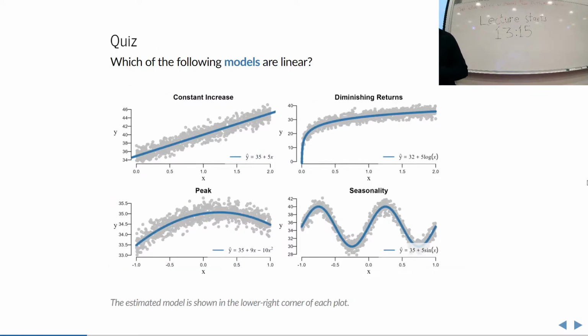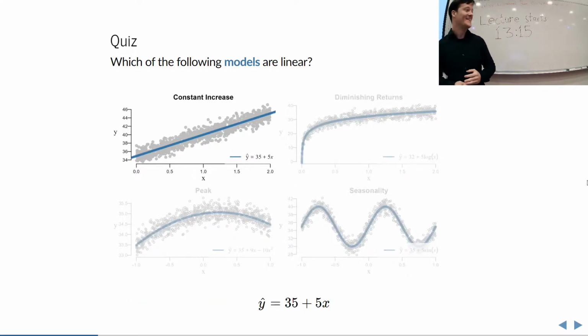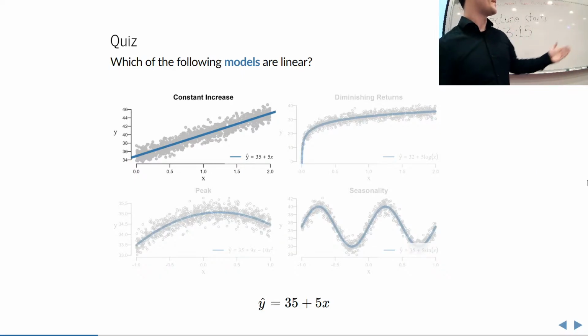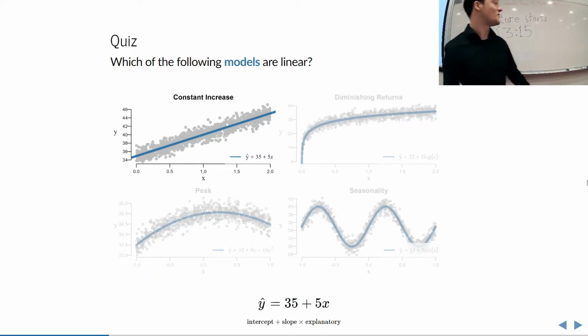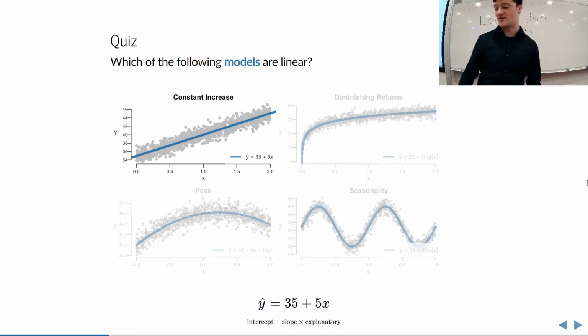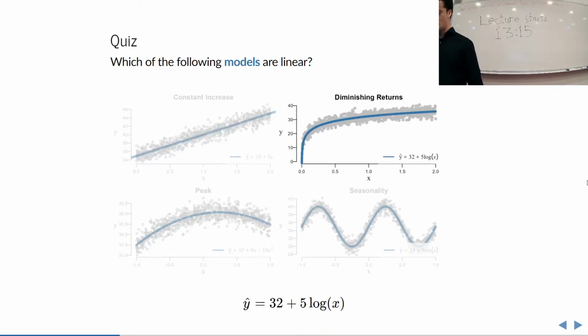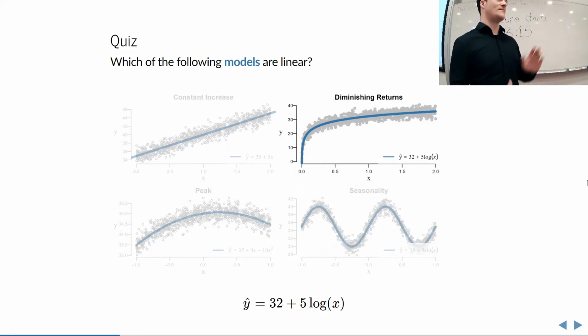So with that in mind, let's go over 4 examples and see which ones are linear. Okay, anyone have an idea? Yeah, top left is probably linear. It's an intercept plus a slope times x, right? This is the simple linear model. Okay, let's go to the next one. Yeah, because we can write it as intercept plus slope times explanatory. So that's the model. But this one, is this linear or not? And why?